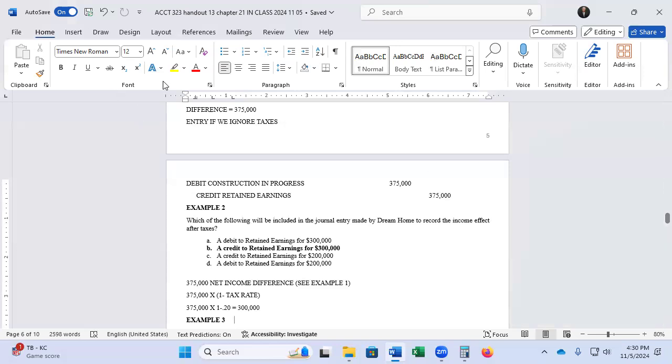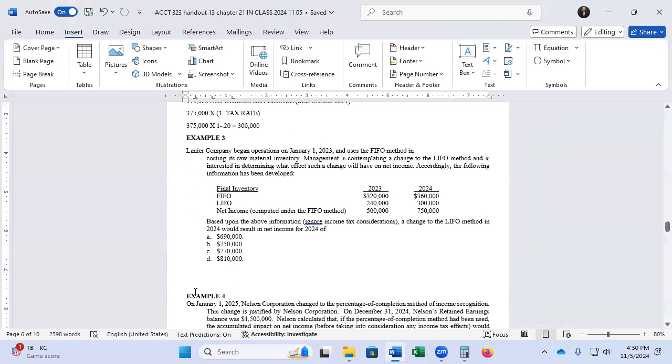We're going to jump to example 3. Lanier Company began operations on January 1, 2023 and uses the FIFO method costing its raw material inventory. Management is contemplating changing to LIFO and is interested in determining what effect this will have on net income. Accordingly, the following information has been developed. Based on the above information, ignore income tax consideration. A change to the LIFO method in 2024 would result in net income of?